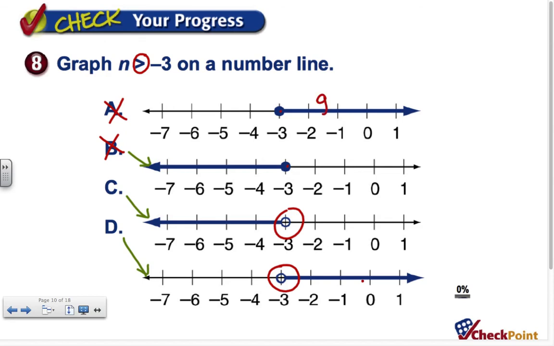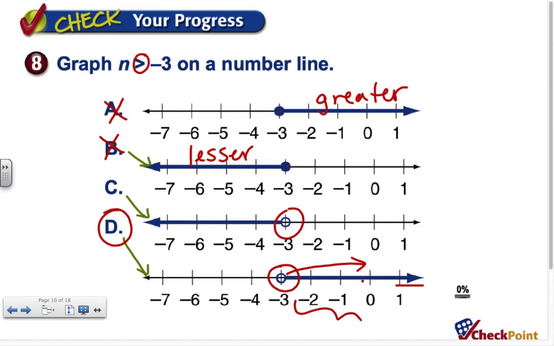Remember, to the right is always to the greater side. To the left is always to the lesser numbers. So we want letter D to be the answer because it's going to the right, and these are numbers that are greater than -3. If you plug in -1, and all of these numbers going that way, it makes it true.